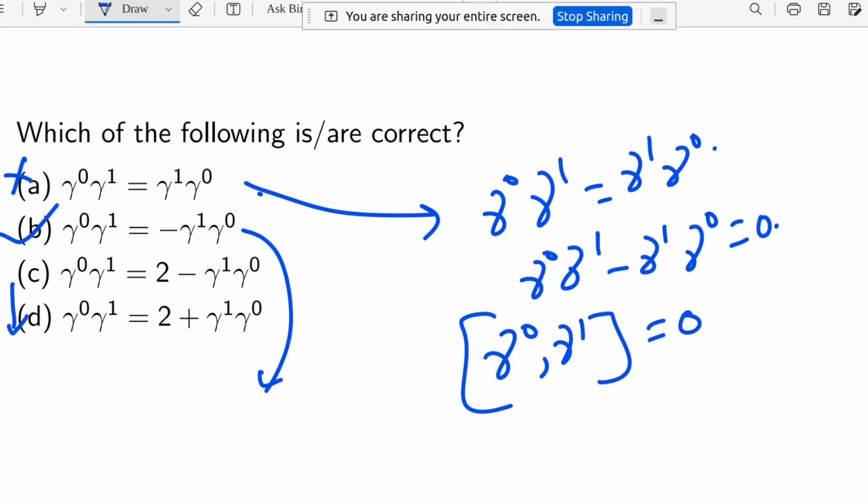Now again you can go to options C and D. They will not be correct because gamma 0 gamma 1 will be minus gamma 1 gamma 0. No factor of 2 will be there in front of this one, and plus will also not be there, minus will be there. So the correct answer is B. The main thing here is that gamma matrices are anti-commutative in nature.